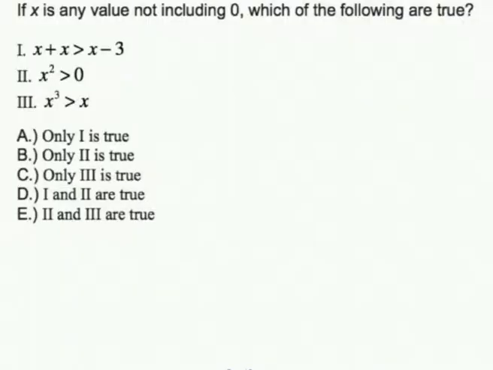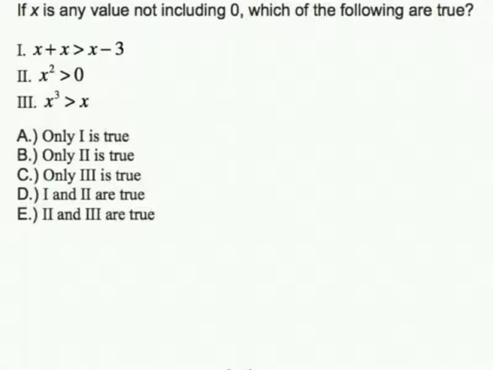So let's say I'm given this question. It says, if x is any value not including 0, so I'm not going to test 0. 0 is a pretty easy choice. That's why they remove it. So not including 0, which of the following are true? So looking at my options, clearly 1, 2, or 3, or a combo of those is true. So I'm just going to start testing.